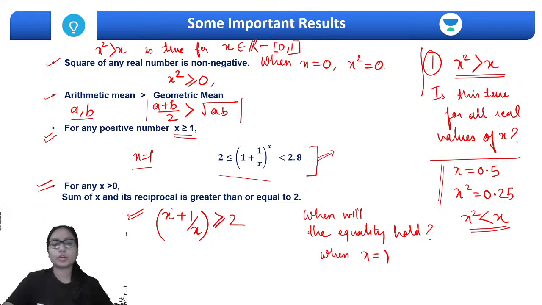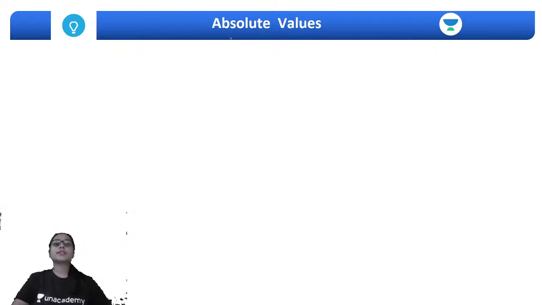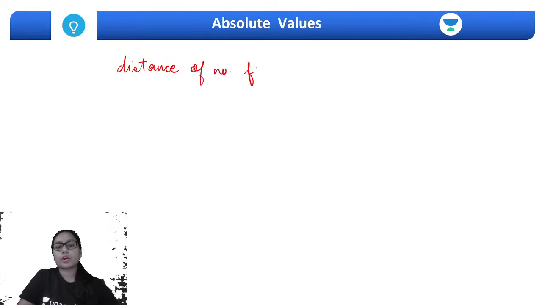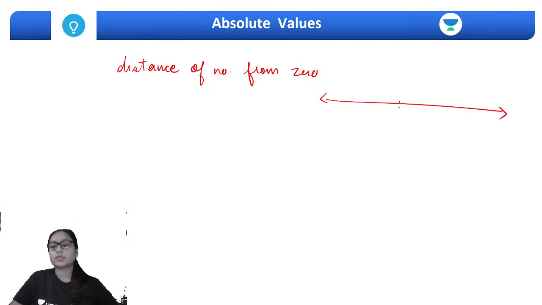I hope you have taken note of these results. Now let us discuss what an absolute value is. The absolute value of any number is the distance of the number from 0. If I have a number line with 0 here, minus infinity here and infinity here, and the number 4, the distance of 4 from 0 is 4 units. Similarly, the distance of minus 5 from 0 is 5 units.